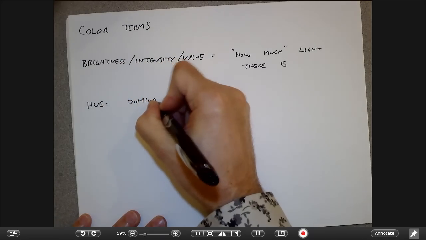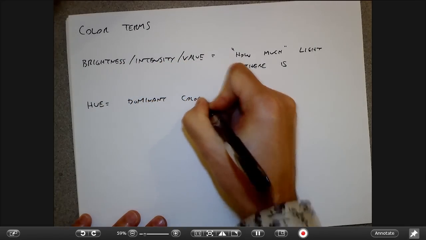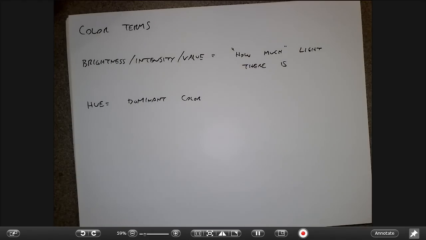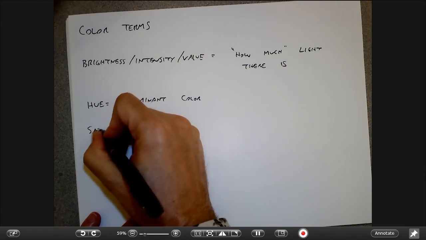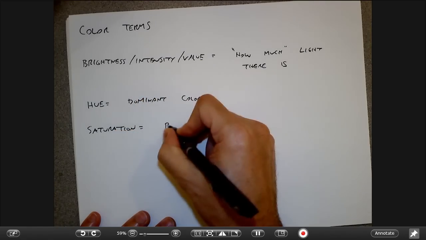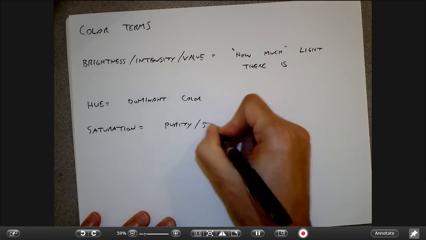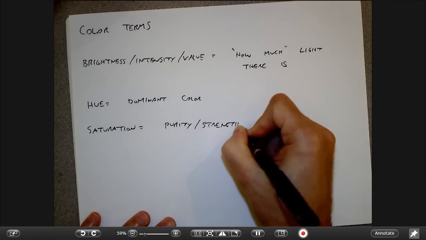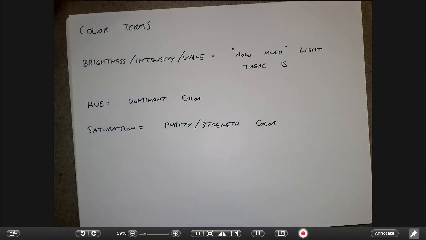Hue is basically related to the dominant color. You know, is it greenish, is it reddish, is it purplish? And saturation is related to what I would call the purity or the strength of the color. Kind of the difference between a pastel and the tint of a color. So basically, the lower the saturation is, the paler the color seems to be.